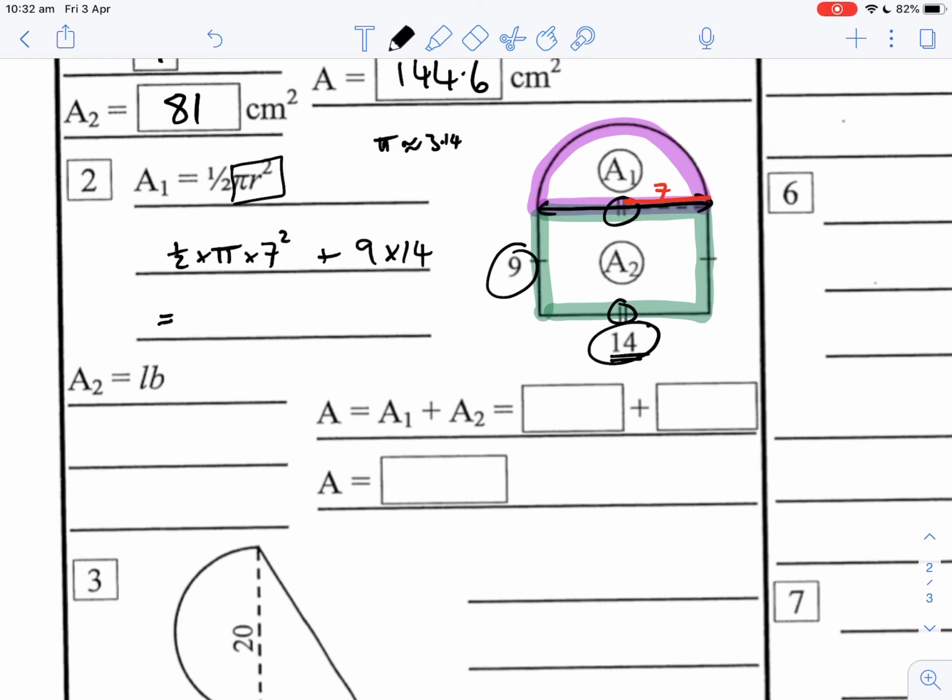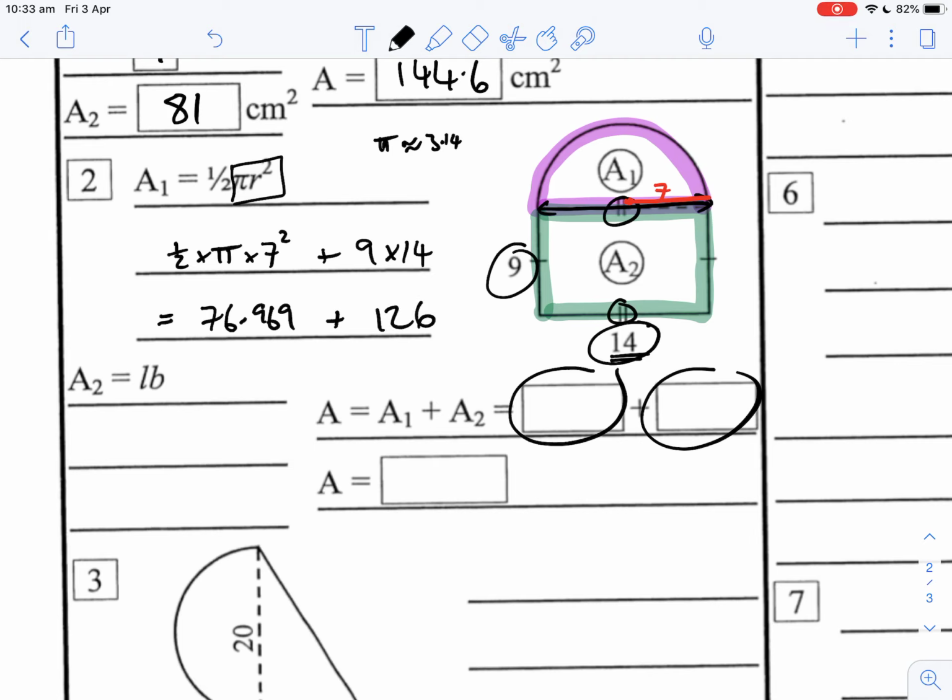And I can calculate each of those separately, or I can just do it as one calculation. They've shown it as the two separate calculations. It really doesn't matter which way around you go. So 0.5 times pi times 7 squared. That part of the calculation would have given you 76.969 and a bit. Plus 9 times 14. 9 times 14 will give you 126.